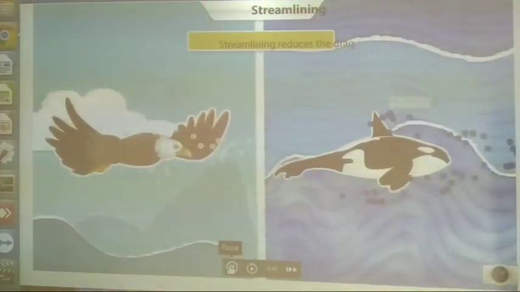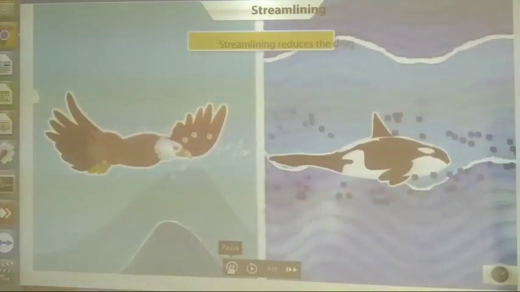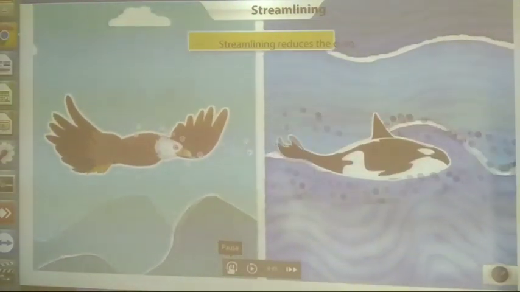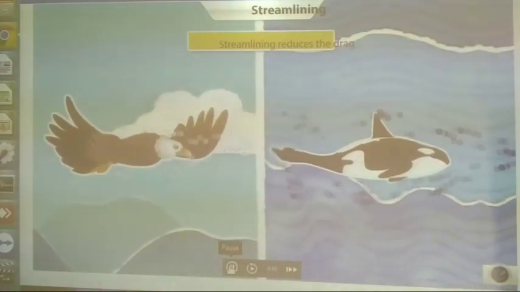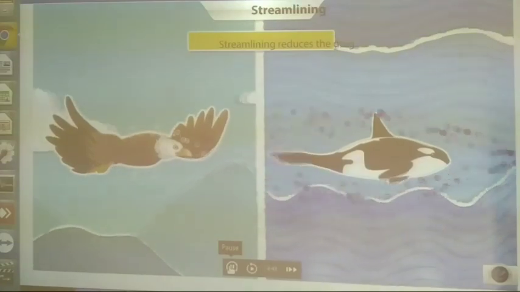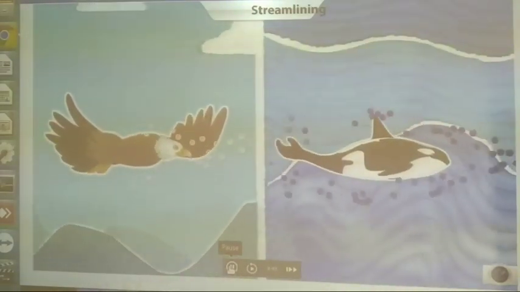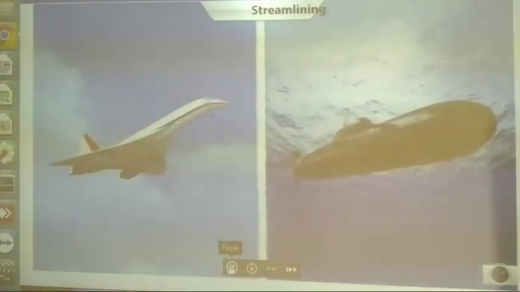Drag can be reduced if the object moving through the fluid has a streamlined shape. As birds and fishes have streamlined bodies, they easily push away the air or water molecules in their way, thus moving fast through the fluid medium. It's these birds and fishes that have inspired aircraft designers and submarine designers.